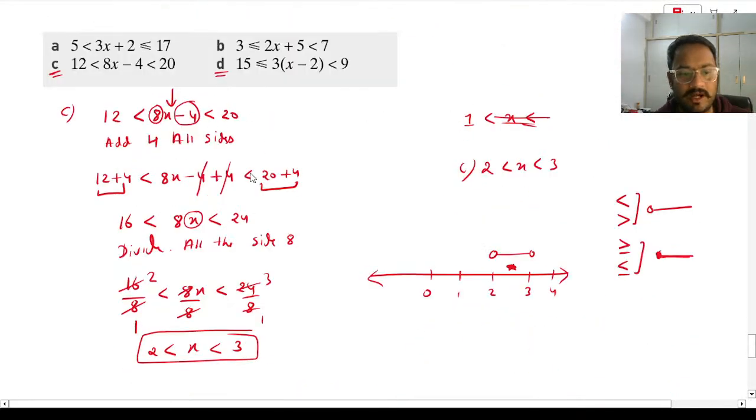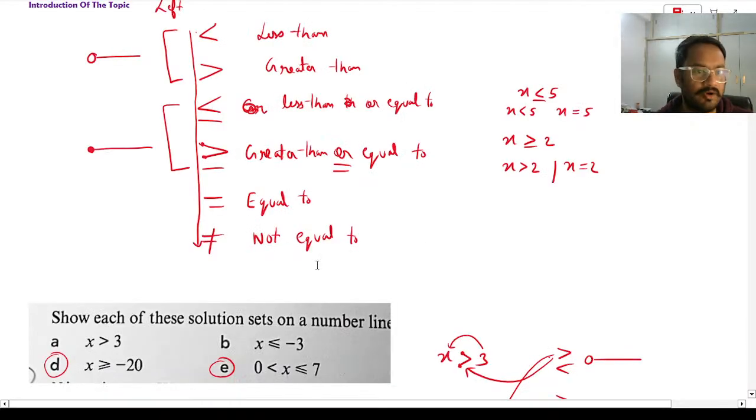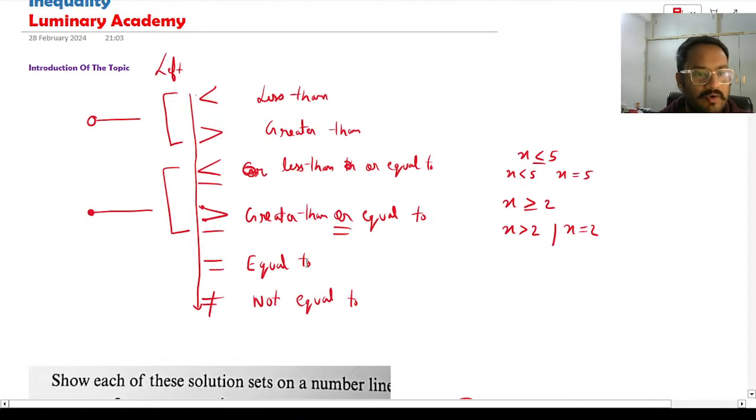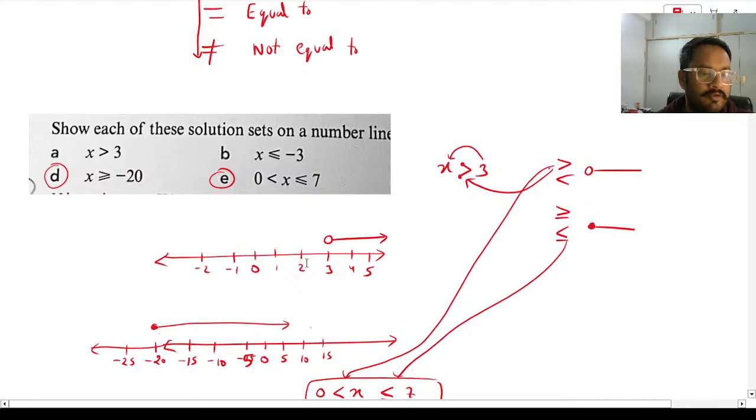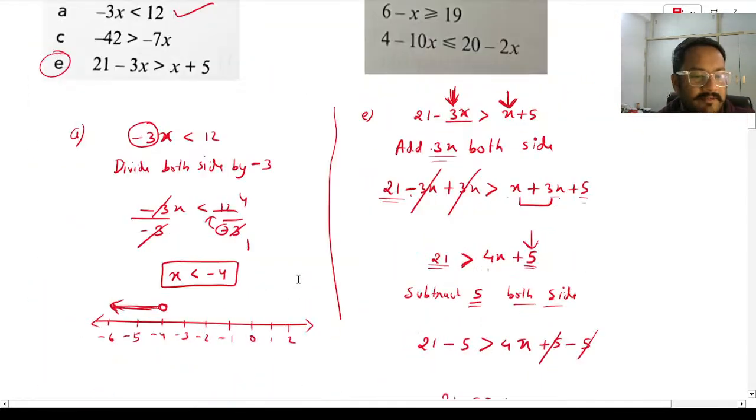I hope you got the idea of how to solve this type of question. And if you have missed the starting class, I have taught the basics: what the less than sign, greater than sign, and less than or equal to sign are, and what type of symbols we generally use. And we have solved a few of the questions. You can go through the video again. As for the PDF, I will send you the PDF soon.